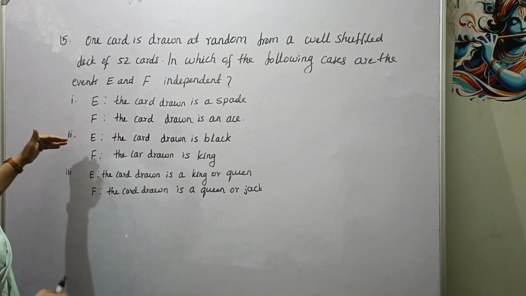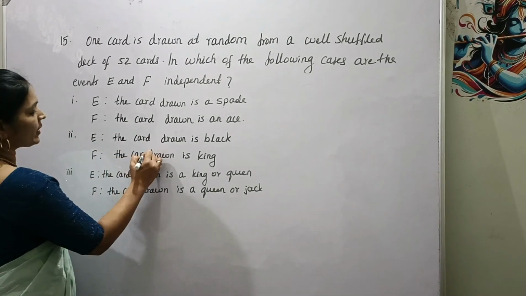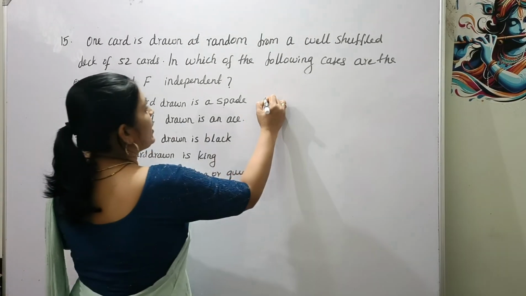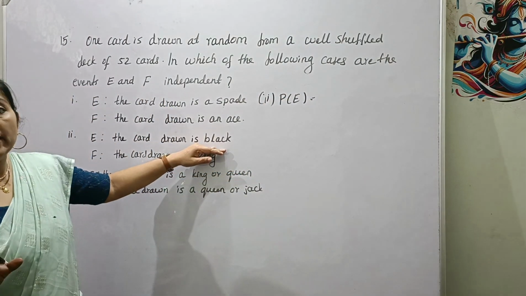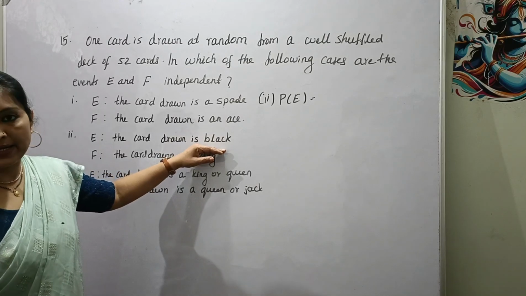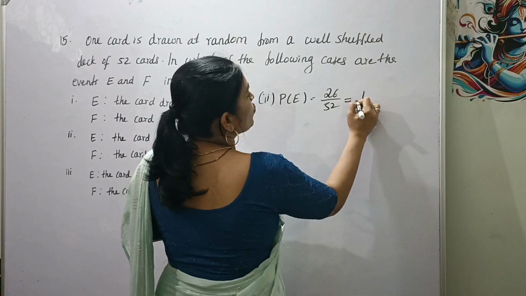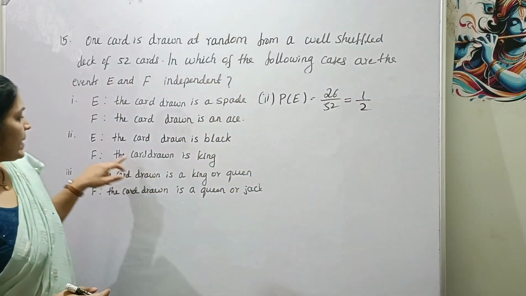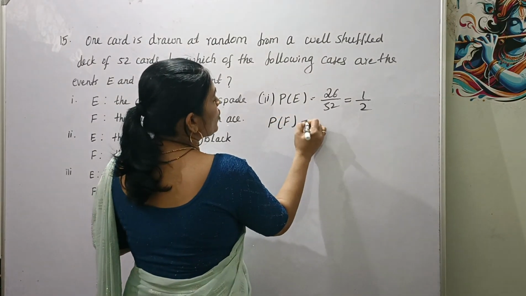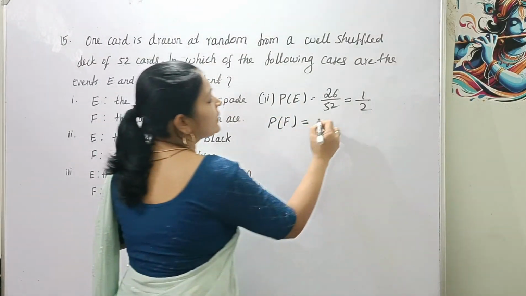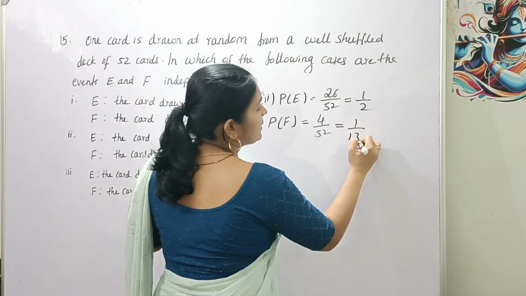Now let's go through the second one. E is the event the card drawn is black and F is the event the card drawn is king. So what is probability of E? Here there are 26 black cards, right? So probability of E is equal to 26 divided by 52, that is 1 by 2. Next, the card drawn is king, that is probability of F. There are 4 king cards, therefore 4 by 52. Probability of F is equal to 4 by 52, that is 1 by 13.